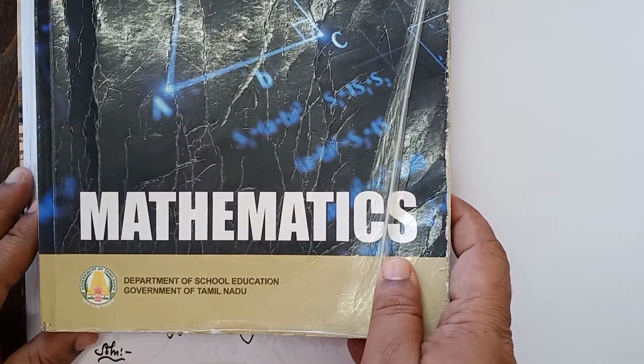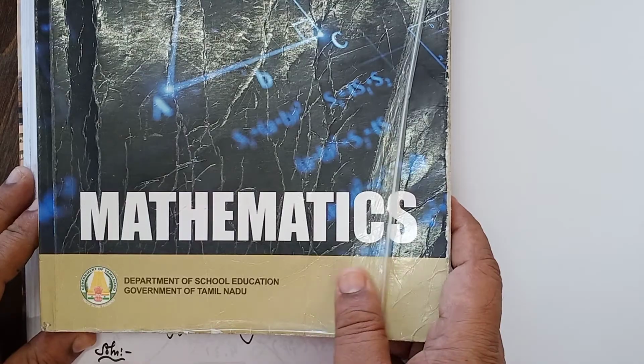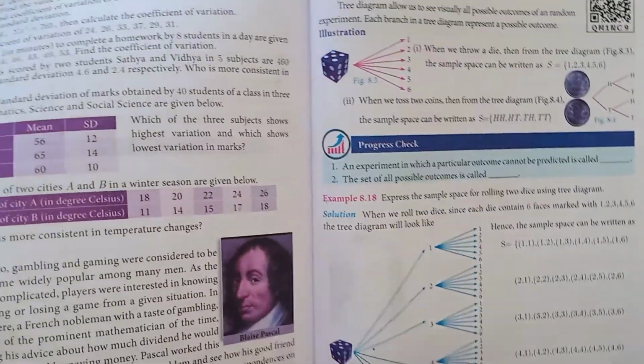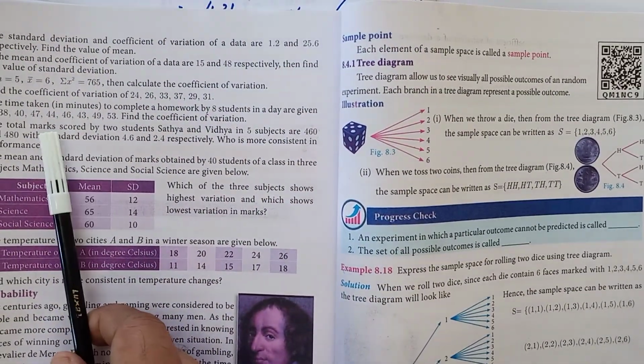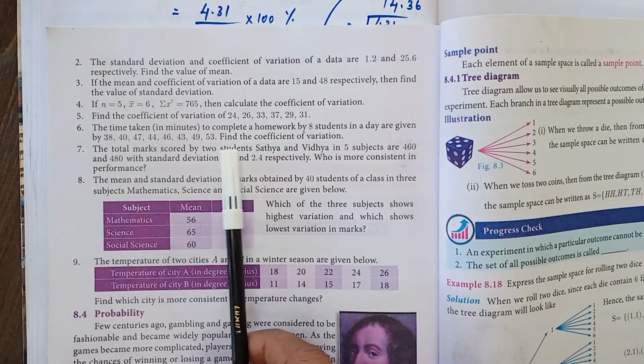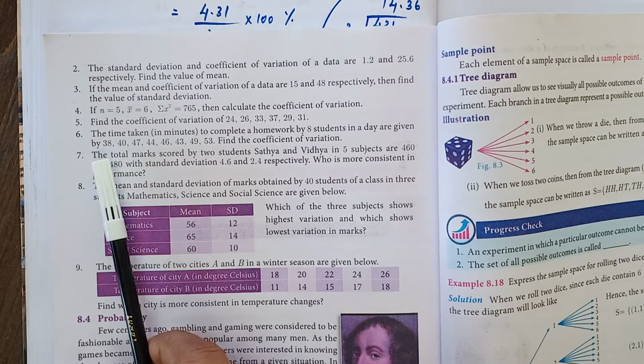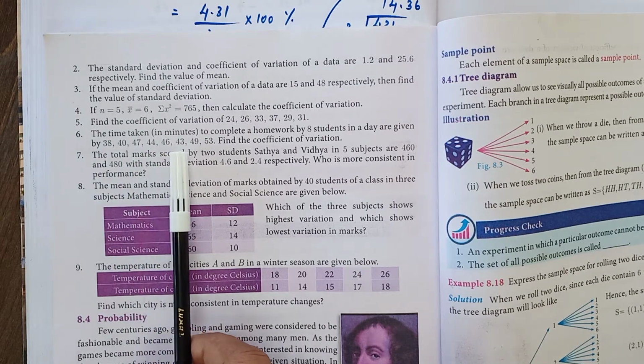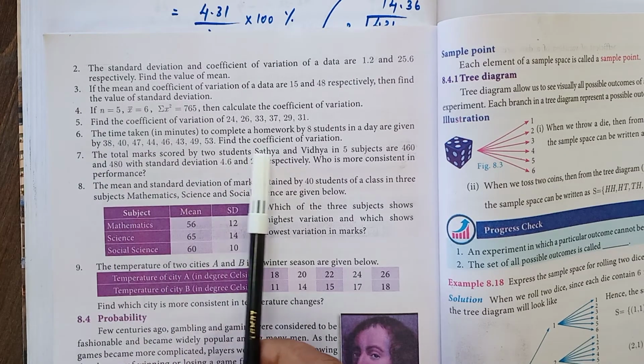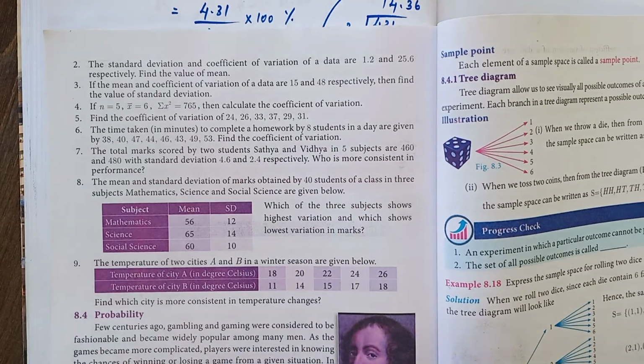10th standard mathematics, chapter number 8, continuation of exercise 8.2. Now problem number 6. The time taken in minutes to complete a homework by 8 students in a day are given by 38, 40, 47, 44, 46, 43, 49 and 53. Find the coefficient of variation.